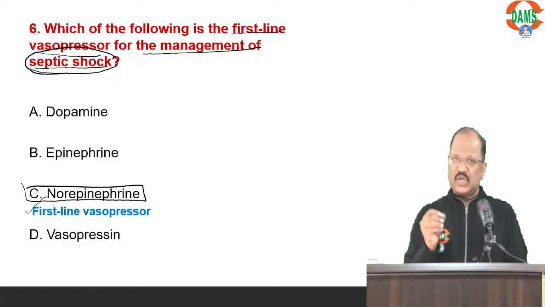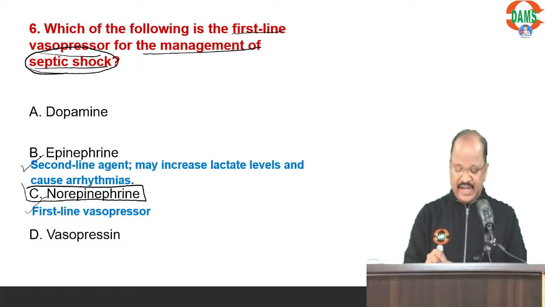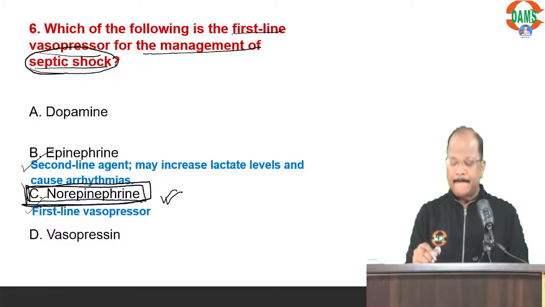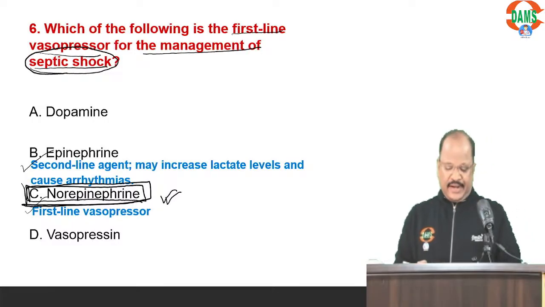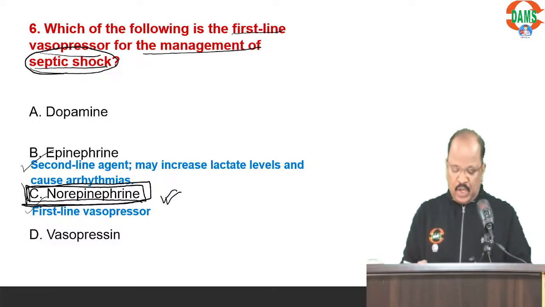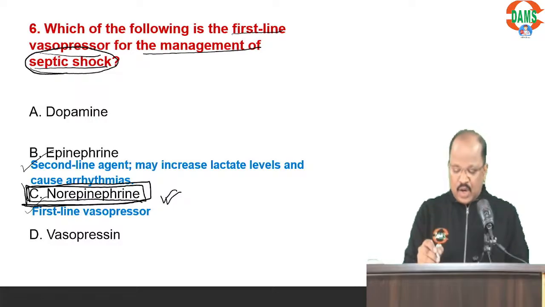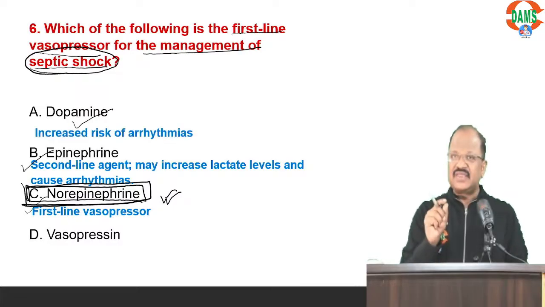If this option is not given, the second option can be ephedrine. Ephedrine is a second line drug, but for a first line drug, meaning a single response question, the answer is norepinephrine. Second line can be ephedrine. Whereas look at the other option, dopamine. Dopamine, a wonderful inotropic drug, is useful for treatment of cardiogenic shock with oliguria, not for septic shock.